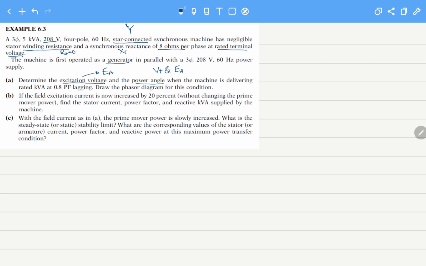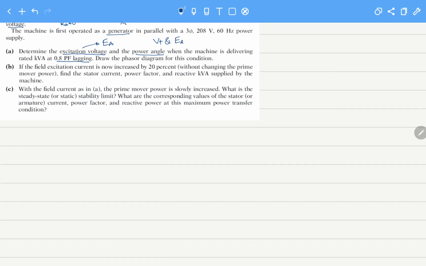These are the two voltages, and this is the angle between them, and it determines the power flow in the machine. So we have to find out the internal generated voltage EA and also the angle between the voltage and EA when the machine is delivering rated kVA, that is the rated power of 5 kVA at this lagging power factor. So this means that the output current of the synchronous machine, that is the armature current, has a lagging power factor, lagging angle. Draw the phasor diagram for this condition.